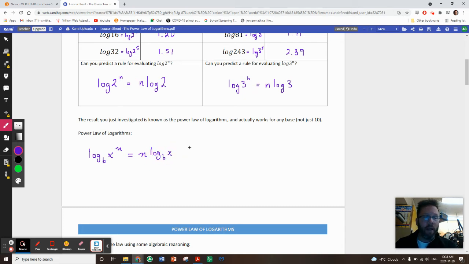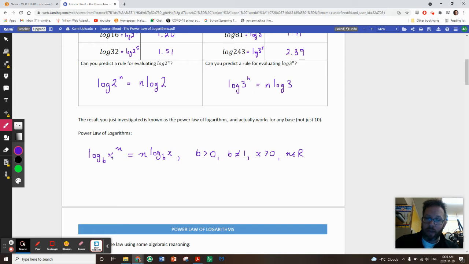So that's pretty neat. Now, as usual, this is only defined when we're using a base that's positive, just like exponential functions. And the base can't be 1, though. And the x inside the log has to be positive as well. So there are some conditions for this. Also, n has to be a real number. So there are some conditions for sure.